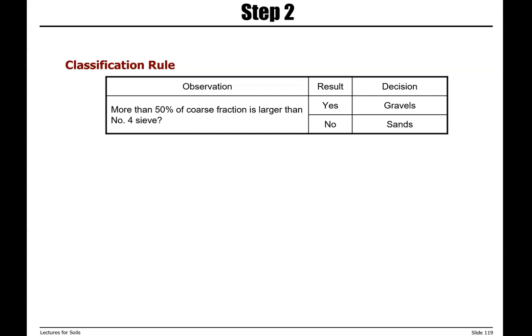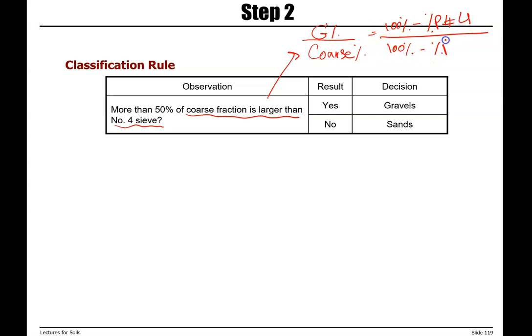Now we need to know which one do we have more in our coarse section of the material. Do we have more gravel or sand? You need to calculate coarse fraction larger than number 4. Again, this is basically how much gravel we have in our coarse material. Gravel is 100% minus percentage passing from number 4. Coarse is 100% minus percentage passing from sieve number 200.